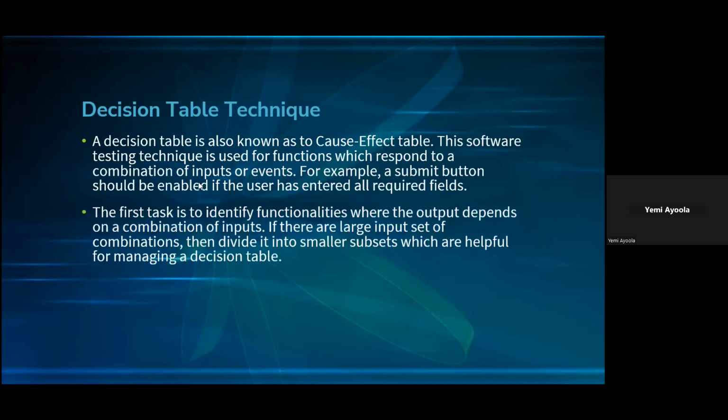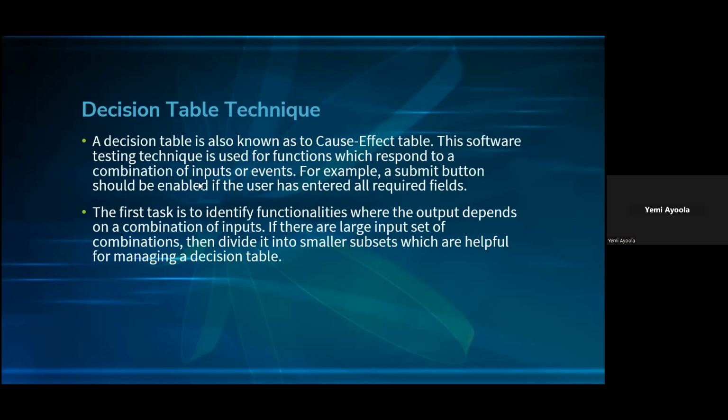An example: the first task is to identify functionalities where the output depends on a combination of inputs. If there are large input sets of combinations, then divide them into smaller subsets, which will be helpful for managing a decision table. The concept behind the decision table is that we use this technique to ensure that we have good test coverage and that we have covered what is expected before we can say testing is done.